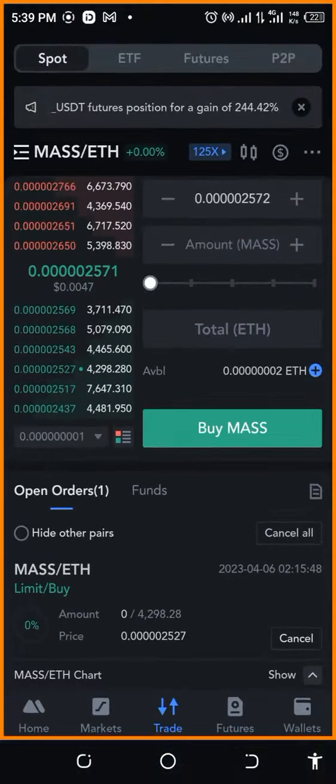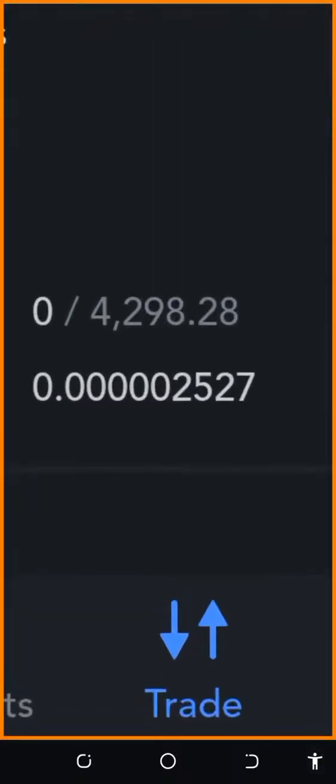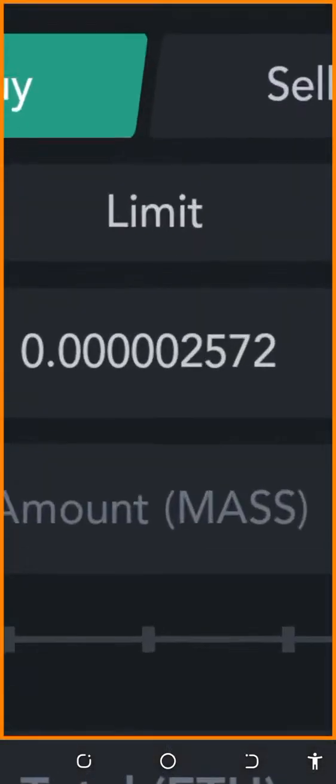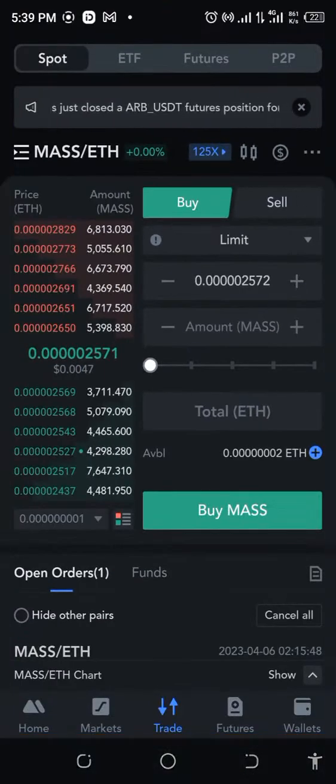This was the price where we fixed it to buy our MASS. As you can see, we fixed the price for us to buy it at 0.00002527. Look at the price right now. The price right now is 2572. Well, it looks like we've been stuck. It's been up and down, going to 2550, 2540, 25. It's just been hovering, so I'm not sure.